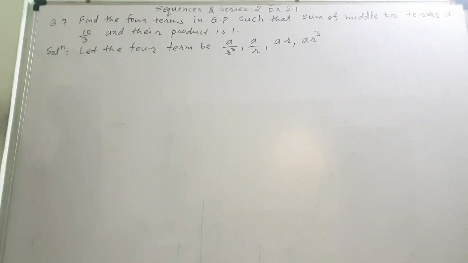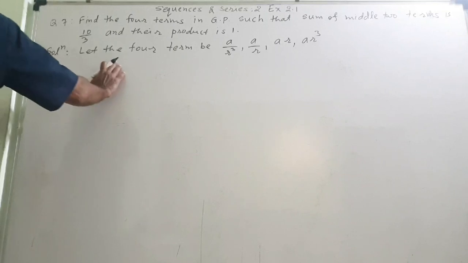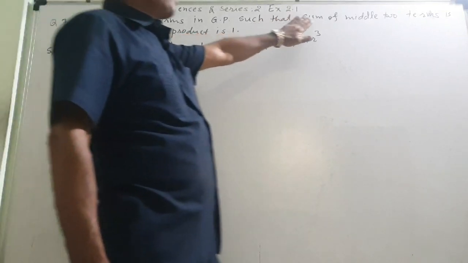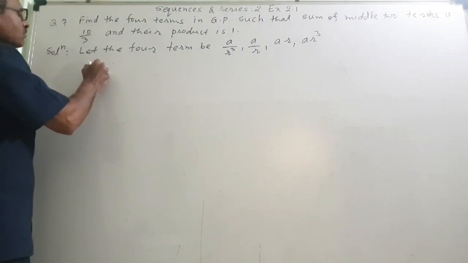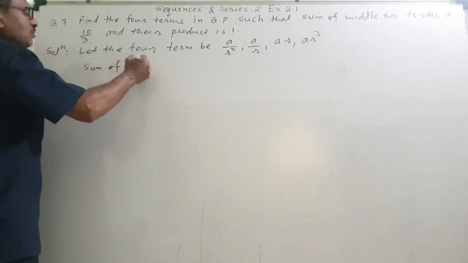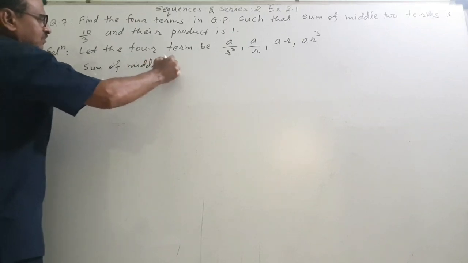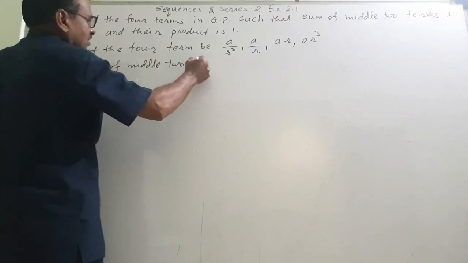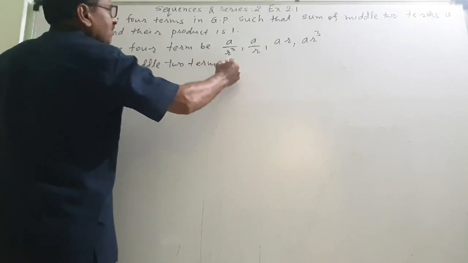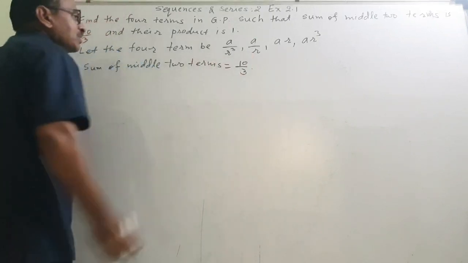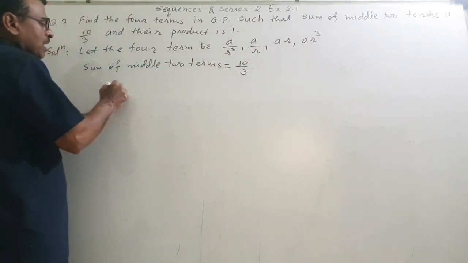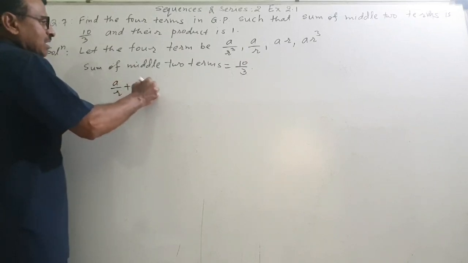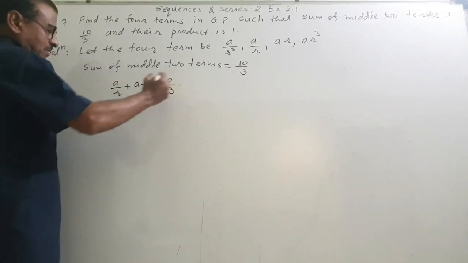Now, first our assumption is there. Now what is there? Sum of the middle two terms is 10 upon 3. Middle two terms, these two are the middle two terms. So a upon r plus ar is equal to 10 upon 3.